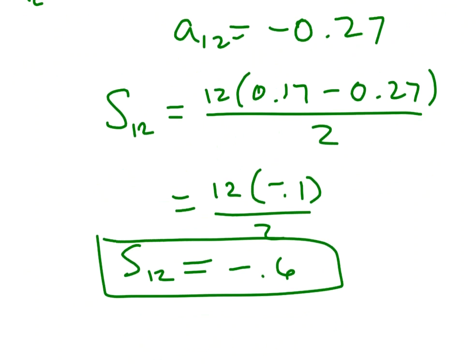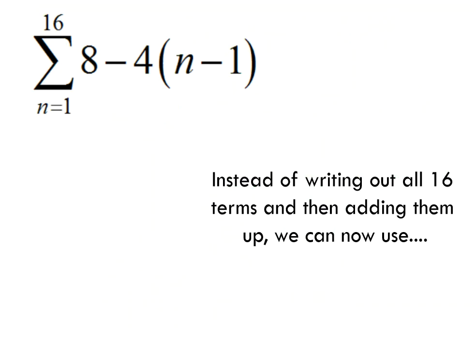Alright, so let's take a look at another one. We can also write them in this sigma notation. So this is my arithmetic sequence that I have, and I'm starting from the first term and I'm going to the 16th term. And it is possible to write out all 16 terms and then add them up, but we can actually use the arithmetic series formula, which is what we're going to do now.